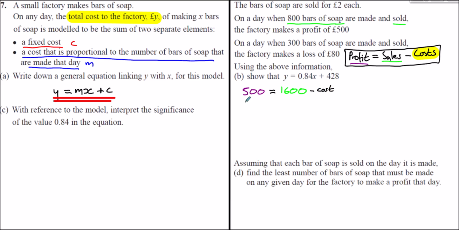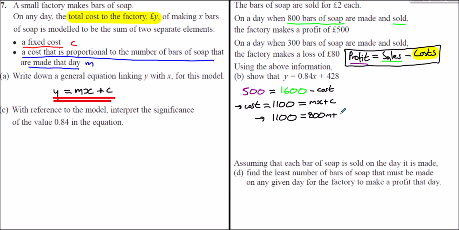So the cost, if I add the cost to both sides, then subtract 500, that's going to be £1,100. But of course, the cost is what y is, that's mx plus c in this particular case. So we've got 1,100 equals mx plus c, but of course in this particular case, if x is representing the number of bars, then x is 800. So 1,100 equals 800m plus c.